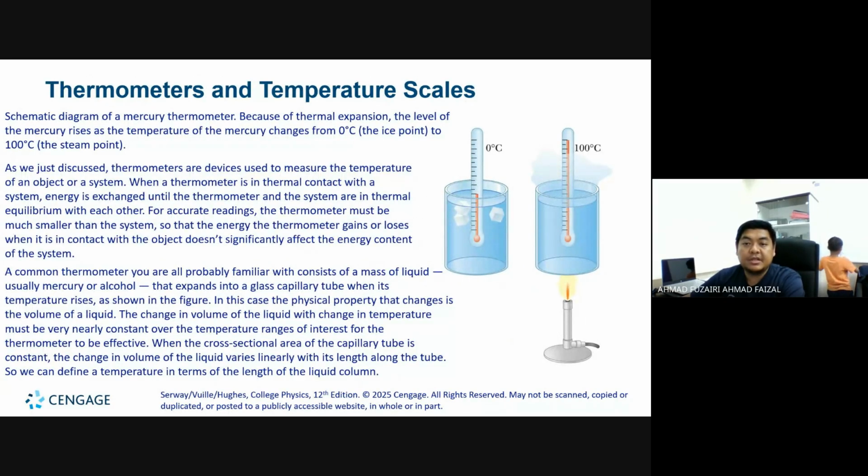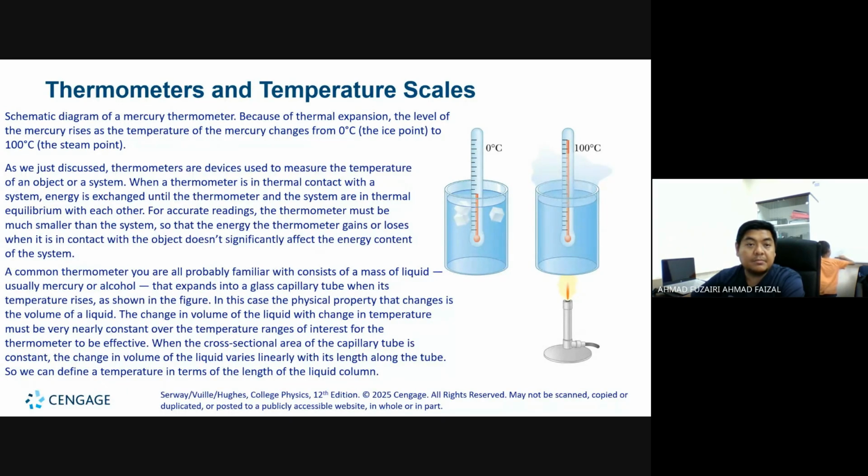So this is a schematic diagram of a mercury thermometer. Normally, to measure temperature, we use a mercury thermometer. Because of thermal expansion, the level of mercury rises as the temperature changes from zero, which is the ice point, to 100 degrees Celsius, which is the boiling point, or the steam point.